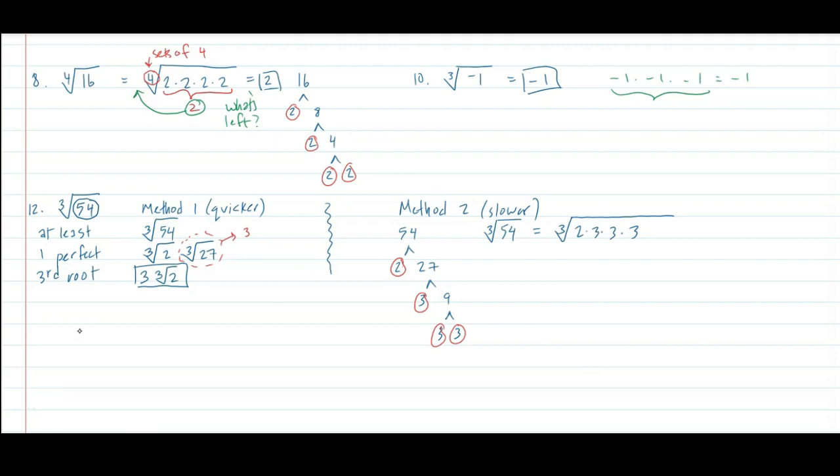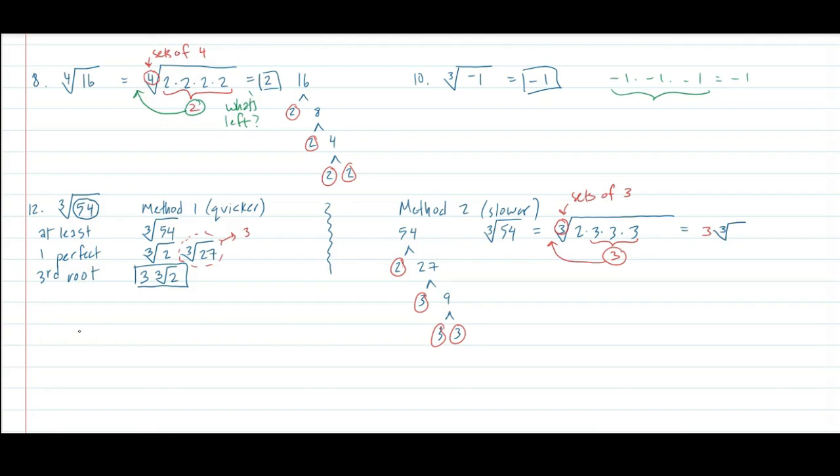Now, we are looking for sets of 3. So anything that you can make a set of 3 out of, right? There's 3 of a kind. You can pull that out of the third root, right? So we go looking through these 4 numbers, and we notice that there is a set that you can pull out from there. And when you pull that out, here's what you end up with. You end up with 3 multiplied by the third root of whatever is left over.